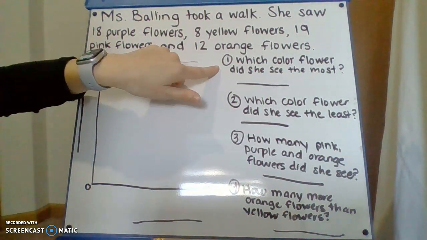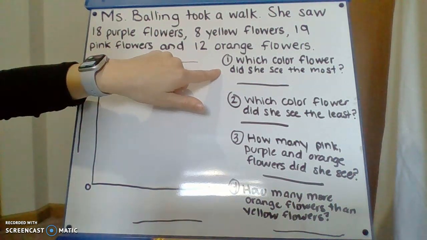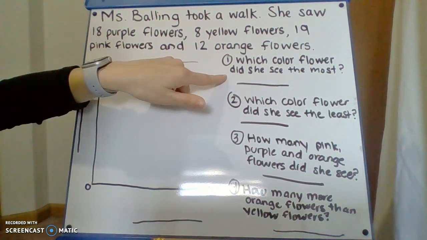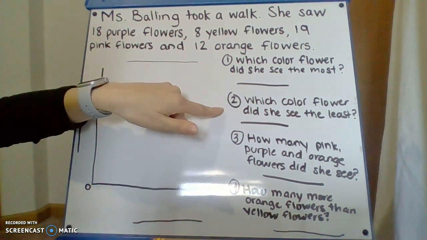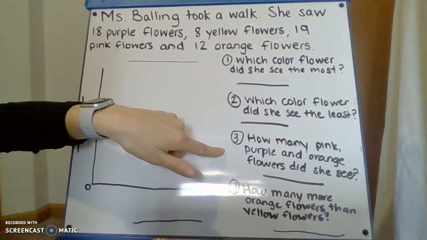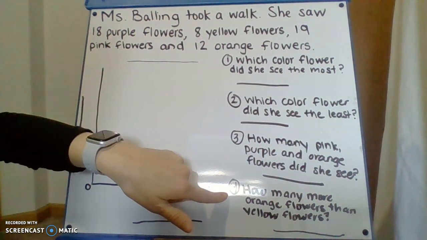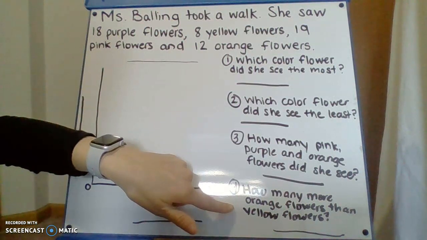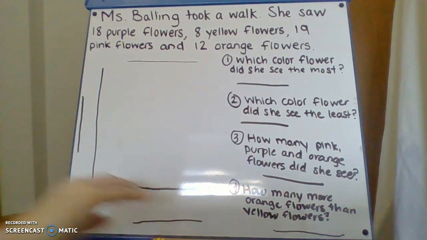Number 1, you're going to be answering questions. It says, which color flower did she see the most? Number 2, which color flower did she see the least? How many pink, purple, and orange flowers did she see is number 3. And number 4 is how many more orange flowers than yellow flowers? Okay, so that's your practice.